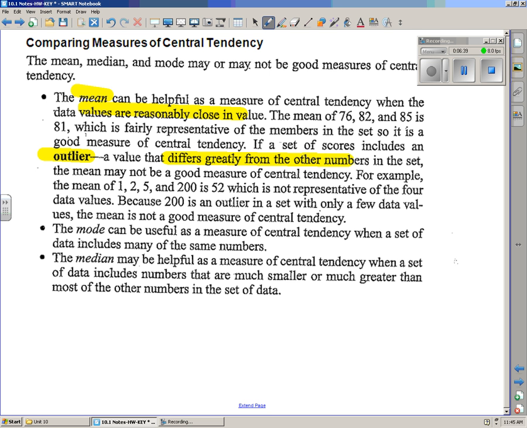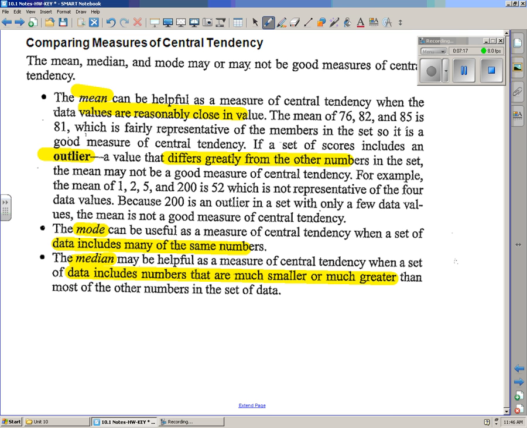For example, if you wanted to find the mean of 1, 2, 5, and 200, that's 52. But that's not representative of the 4 data values, because 200 is an outlier in a set with only a few data values. The mean is not a good measure of central tendency. The mode can be useful as a measure of central tendency when a set of data includes many of the same numbers. That's when mode is good to use. The median may be helpful as a measure of central tendency when a set of data includes numbers that are much smaller or much greater than most of the other numbers in the data set.